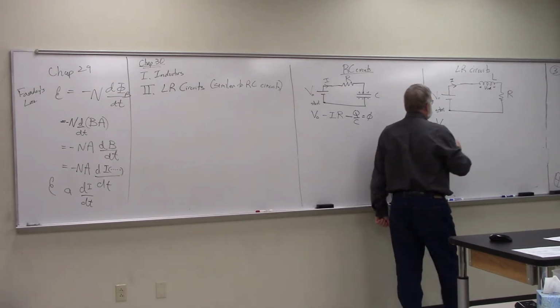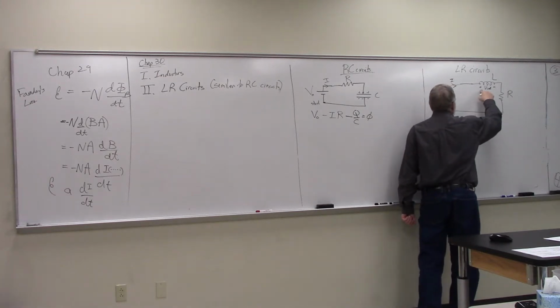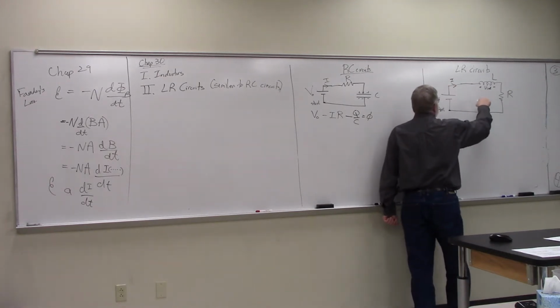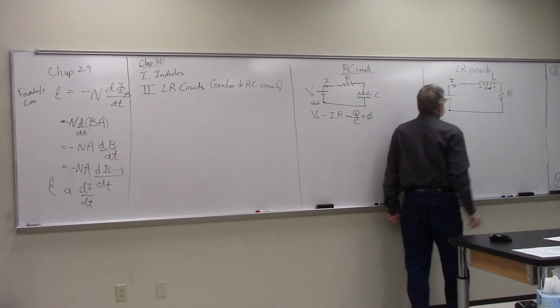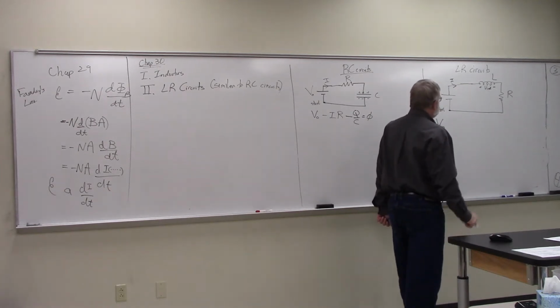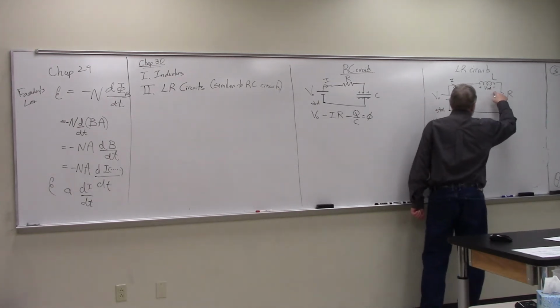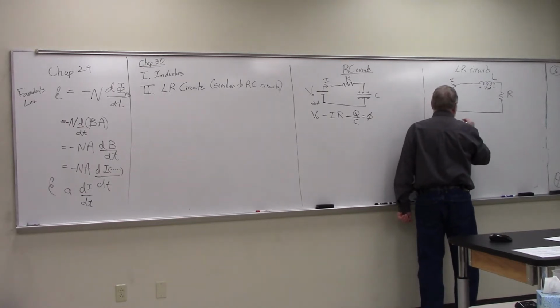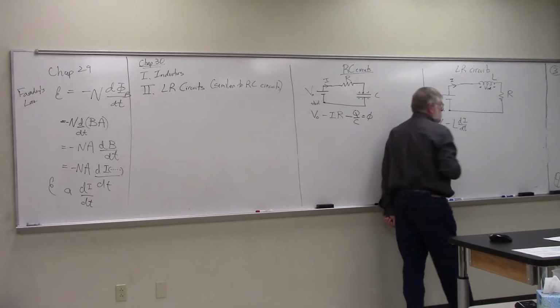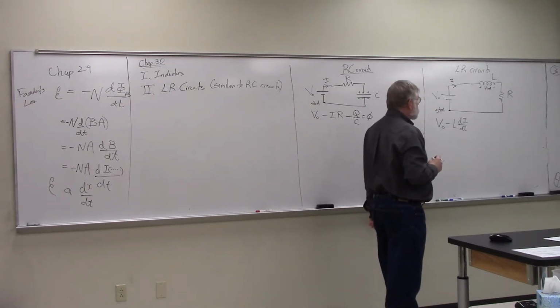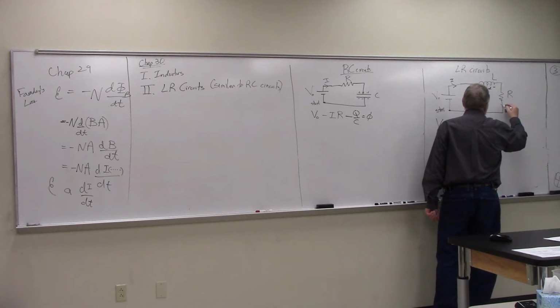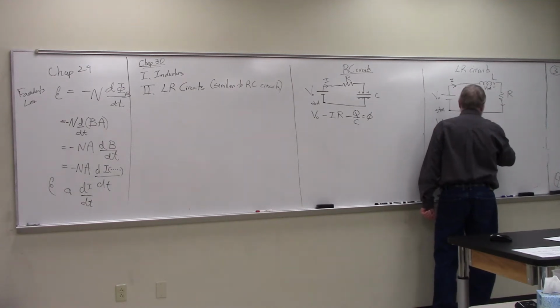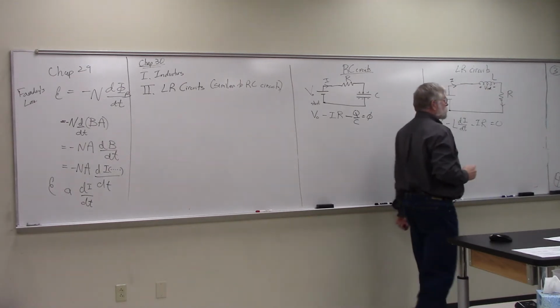Current doesn't want to go toward a high voltage spot. Current wants to go to a low voltage spot. So this is how that induced voltage winds up being oriented. And so as we go across that inductor, we lose voltage. And how do you calculate that for Ohm's law for an inductor? It's L dI/dt. And then there's current flowing through the resistor, minus IR equals 0.